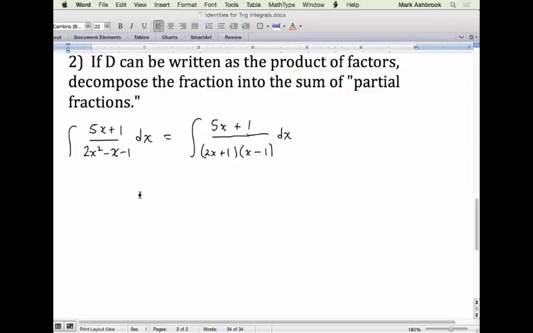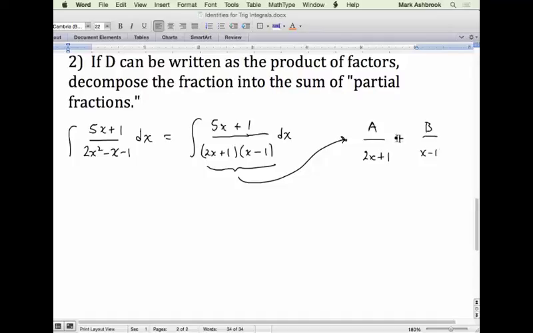So even though you have a rational function, sometimes those are rigged for undoing the chain rule, and you don't want to do this. This is longer and more complicated. So keep looking for undoing the chain rule, but we don't have that here. So what we're going to do is rewrite this as a over 2x plus 1 plus b over x minus 1.